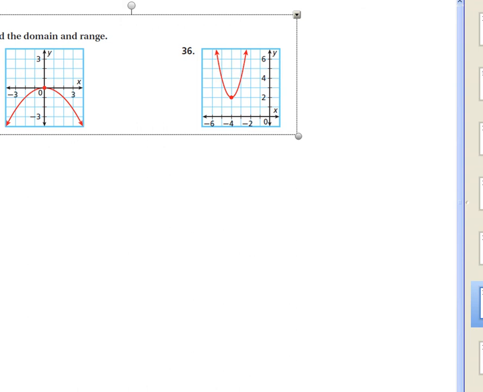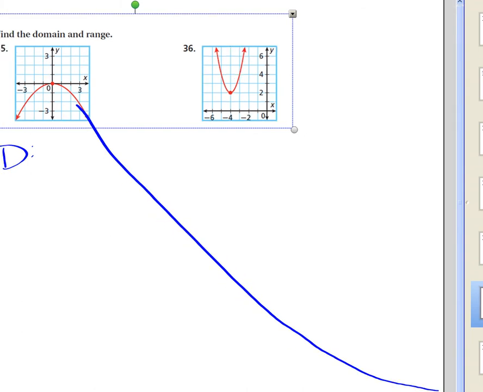Domain and range. We need to remember, what does domain mean? The x values. So what are the possible x values for this? No, that's not right. Since this is a line, well, not technically a line, but it continues on forever, what is the highest x value you could get? What? The highest number you get is 0? This goes on forever.